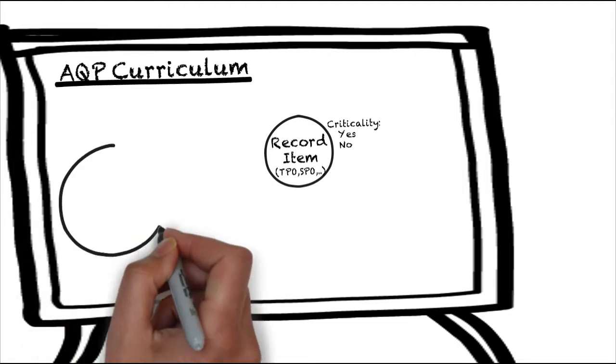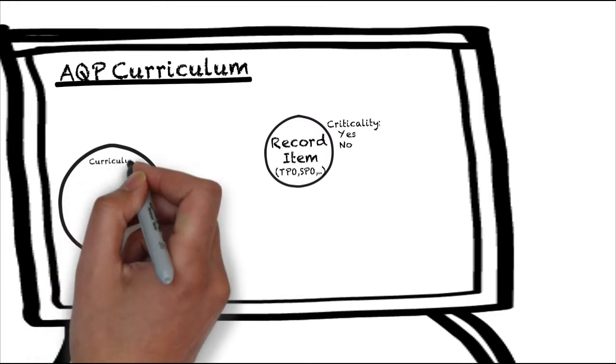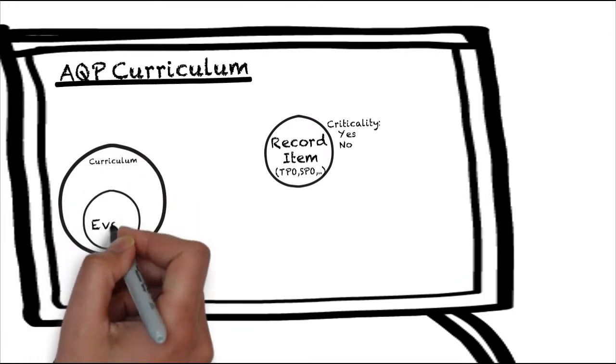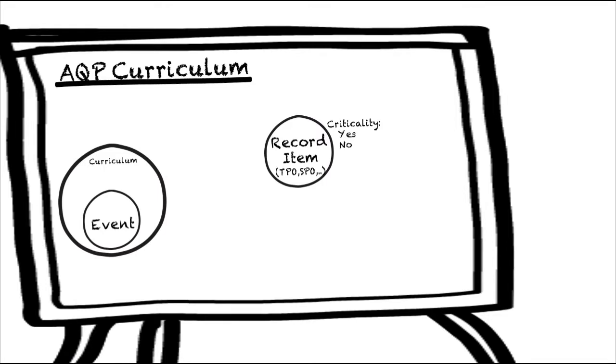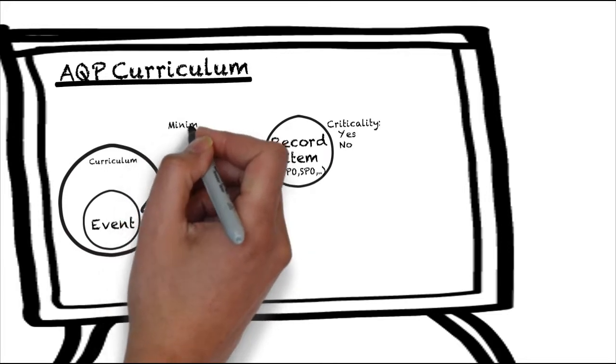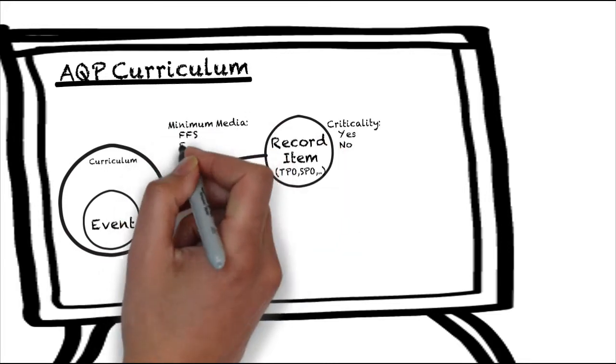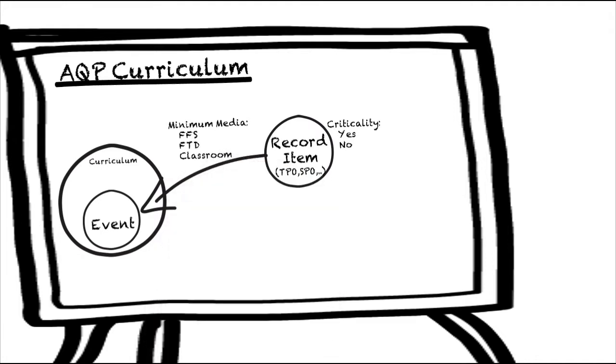The next is we have our curriculum, and the curriculum is made up by a number of events. The curriculum designer now assigns record items or training objectives to this event. When he does that, he deals with a different kind of properties. An example here is the minimum requirement of media. Do we need an FFS, do we need an FTD, or do we need a classroom? A Cut 3 approach and landing in a training event might require just an FTD, whereas the same training objective in an evaluation event needs a full flight simulator.